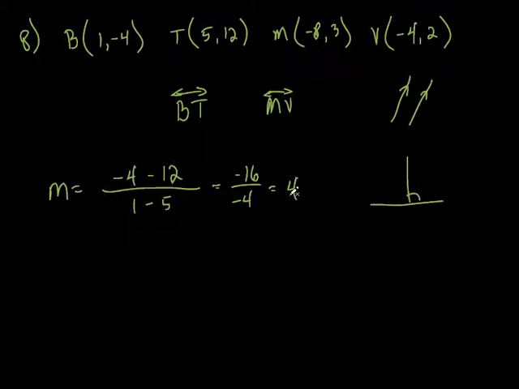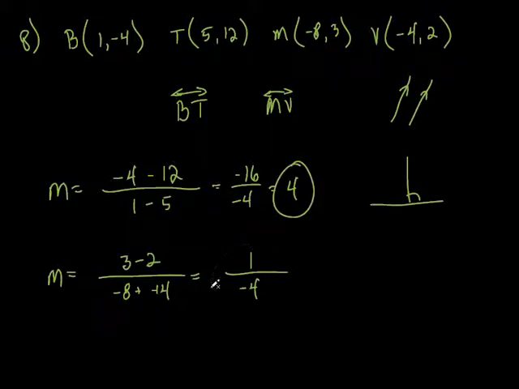Now what do we have to find the slope of? MV. So let's find the slope of MV. Here's M and V. Subtract the y's, so it's 3 minus 2. Subtract the x's, so it's negative 8 minus negative 4. What's minus a negative, though? It's plus. 3 minus 2 is 1. Negative 8 plus 4 is negative 4. So let's take a look at our two slopes.